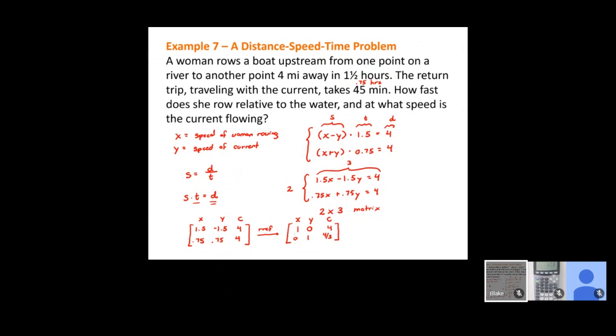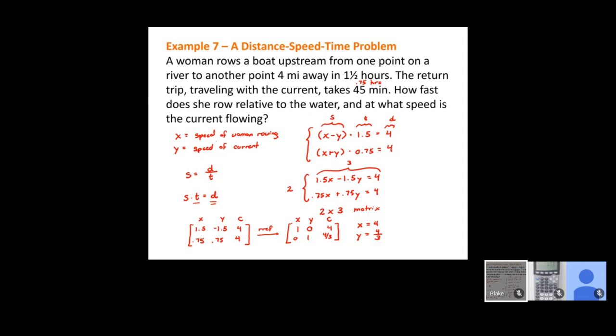So if we read off what that first row is now, we have 1x, we have 0 y's, and our constant is 4. Or in other words, 1x is equal to 4. Then if we look at the second row, we have 0 x's, we have 1 y, and our constant is 4/3, or again, 1 y is equal to 4/3. There's our solution, right? So that is our X and Y value. That's the solution to this system now.